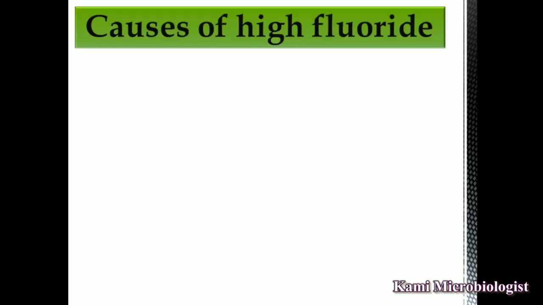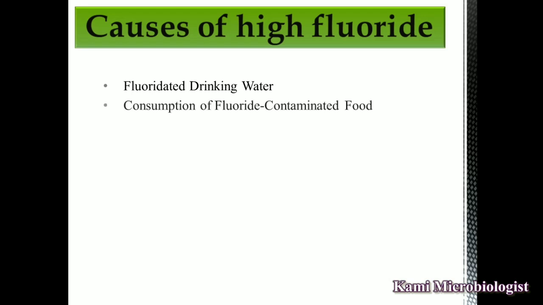Let's see the main causes of high fluoride in the blood. If the fluoride level gets high in the body, it is due to drinking fluorinated water, like mineral water. It is due to the consumption of fluoride-contaminated food, like salmon fish, black tea and green tea. It is also due to the overuse of toothpaste.